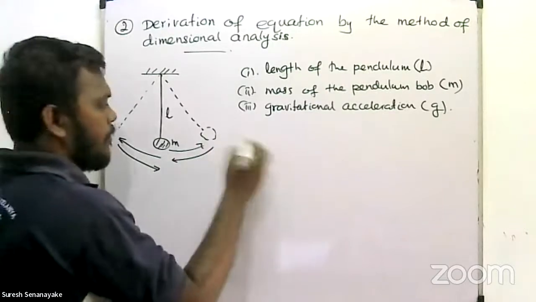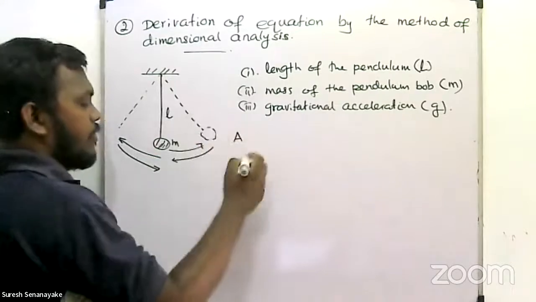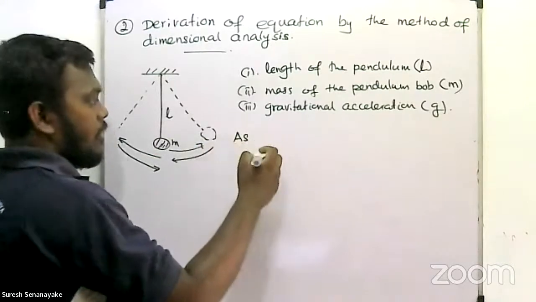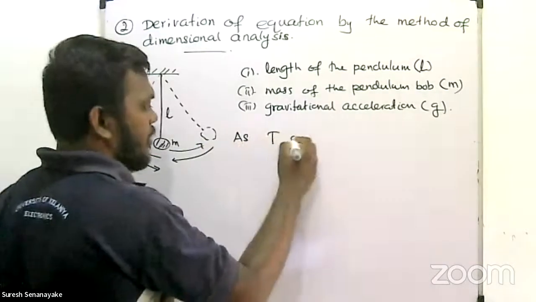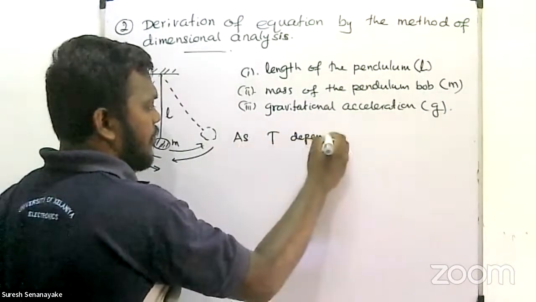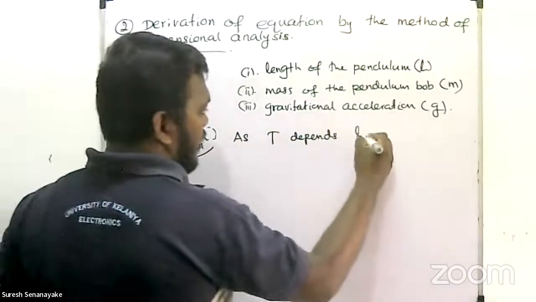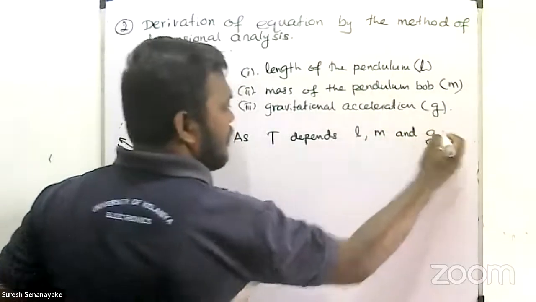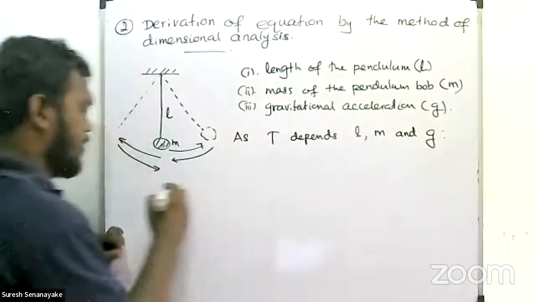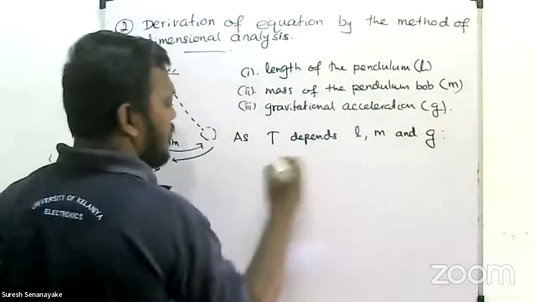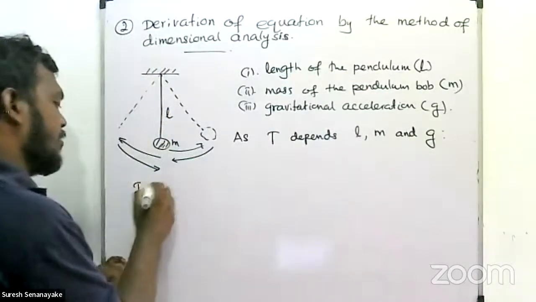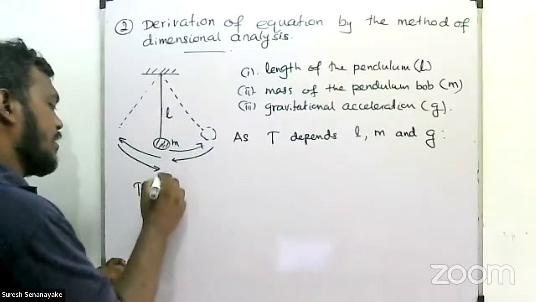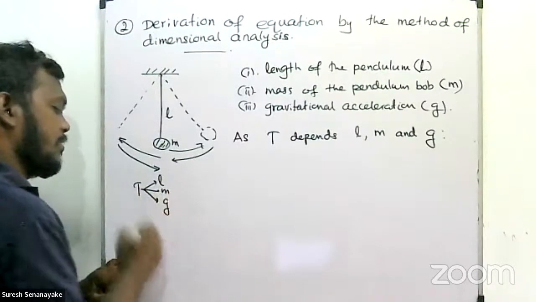Then we'll derive this. You want to control this T. T depends on L, M, and G. Okay, T depends on these three quantities: L, M, and G.